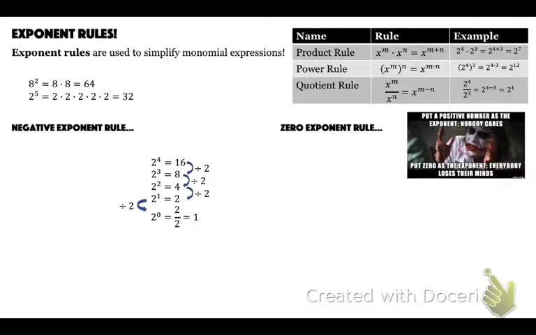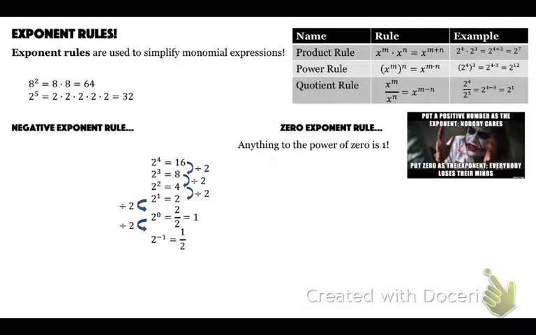But, so anything to the 0 power is 1. Doesn't matter what it is. Okay? So that's the 0 exponent rule, pretty much. Now let's look at the negative exponent rule. So 0 minus 1 is negative 1. Well, if I'm doing this right, I just have to divide by 2. Well, 1 divided by 2 is 1 half.